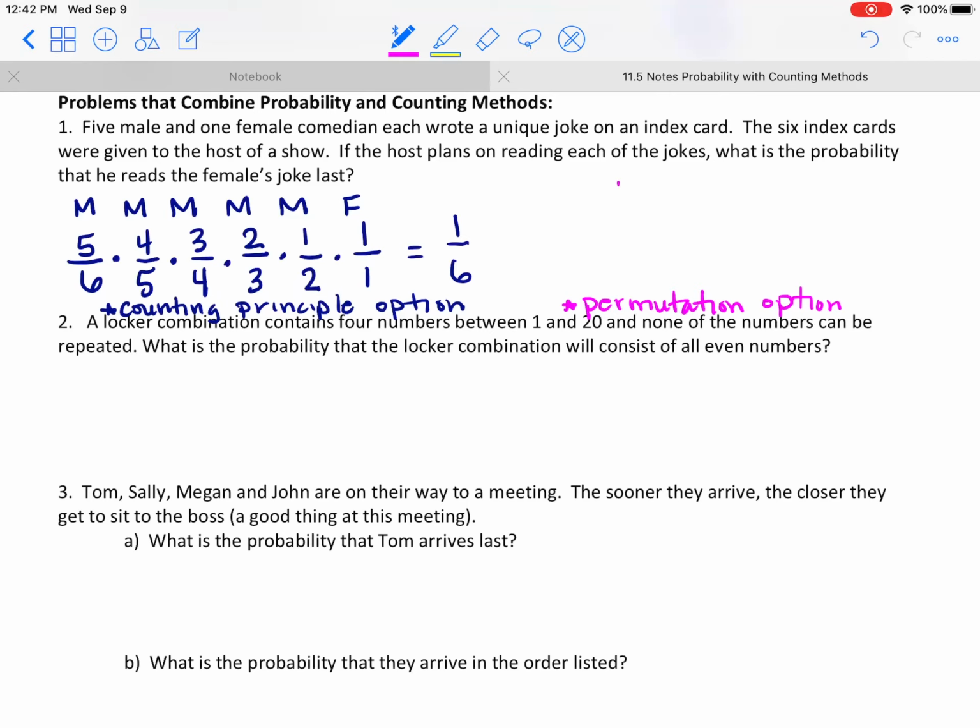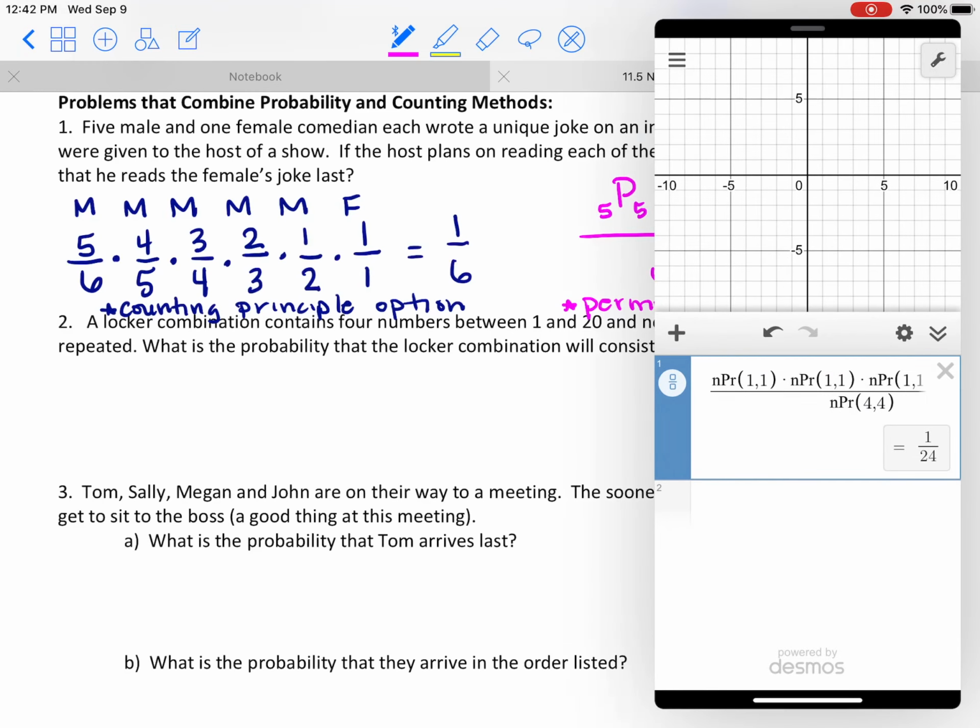First, we were looking at how many arrangements were possible for the 5 male jokes out of the 5 total that were there, and so we're going to multiply, how many ways could we arrange the 1 female joke out of the 1 female joke that was there. And then on the bottom was the total number of arrangements for all 6 jokes from all 6 comedians. Okay, so either one of these.